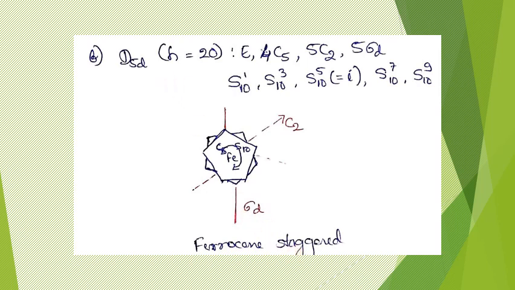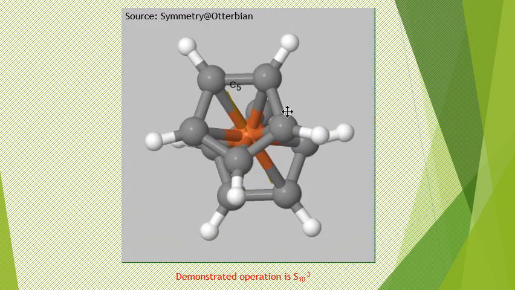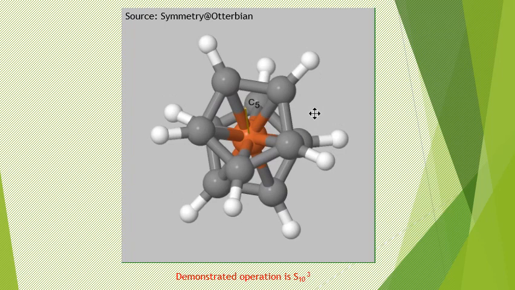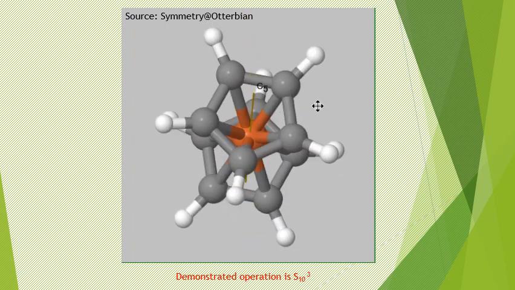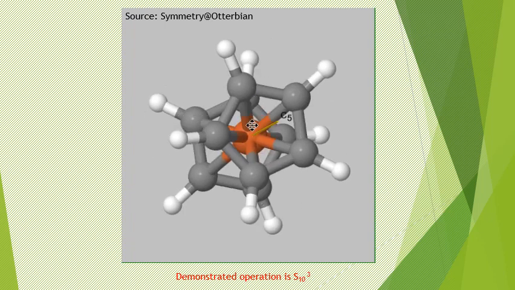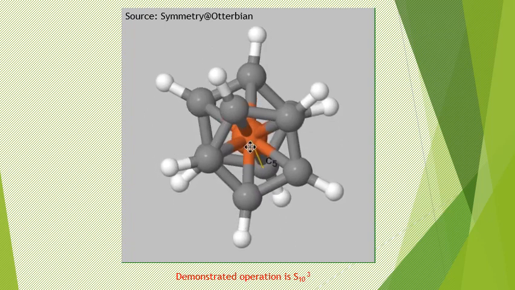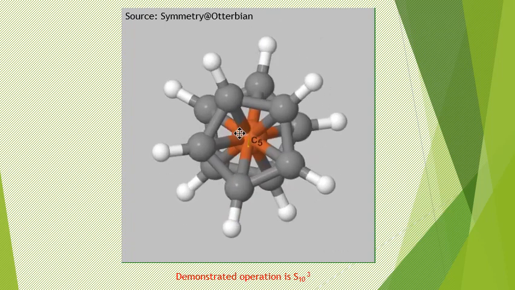We shall see this in animation so that things will be clear to us. This is the molecule, staggered ferrocene. So as you can see, both the rings are in staggered orientation. So this carbon atom is coming exactly in between the back two, at the center of the two back carbon atoms. Now the C5 axis can easily be identified, it's not that difficult.